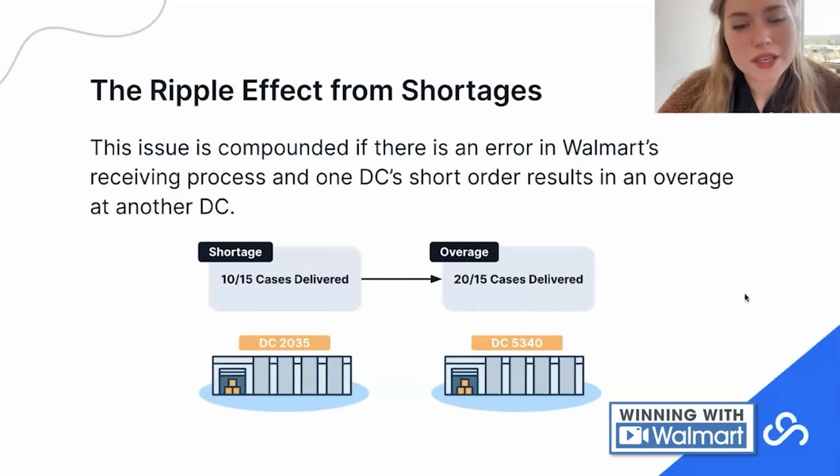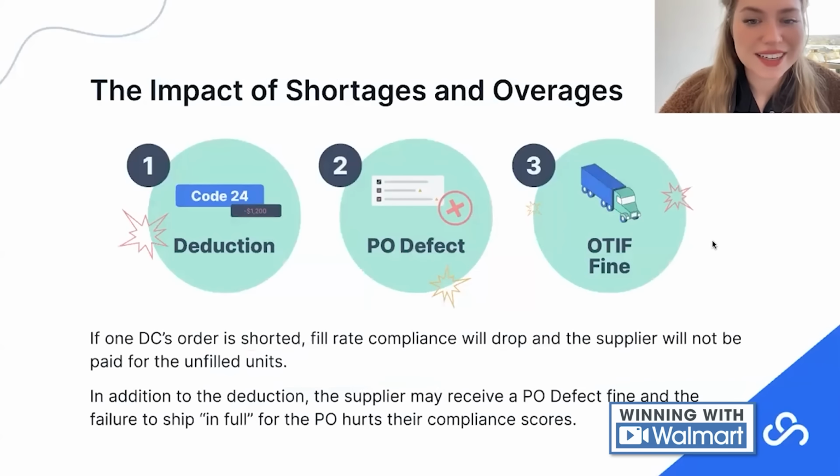And that can also happen at the DC level. So what we're seeing here is at DC 2035, there were 10 out of 15 cases delivered. And so you get a shortage fine on this. And then at DC 5340, there was 20 out of 15 cases delivered, which results in an overage. And so you're going to get fined twice for this, an AP deduction on the shortage for this order, and then you're going to receive a SQEP fine for the overage on this order, which can be pretty rough, which is what this slide is demonstrating to us.